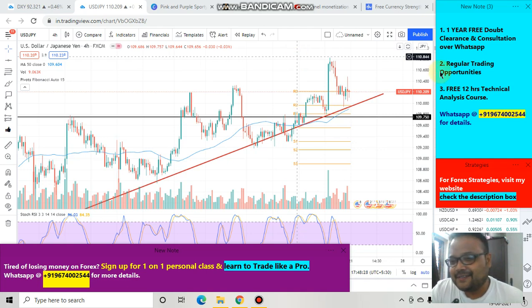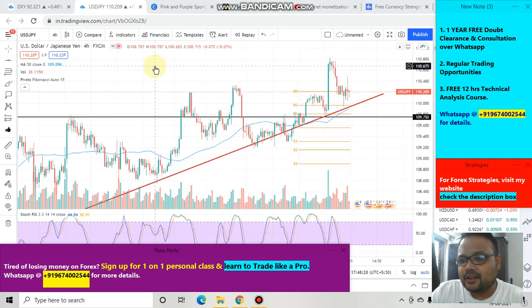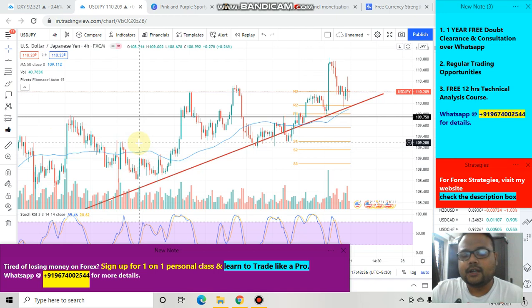So let's get started. This is the chart of US dollar, Japanese yen, and I'm in the 4 hours time frame. Yes, my favorite 4 hours time frame. So this is the 4 hours chart. As we all know, the market became very volatile.